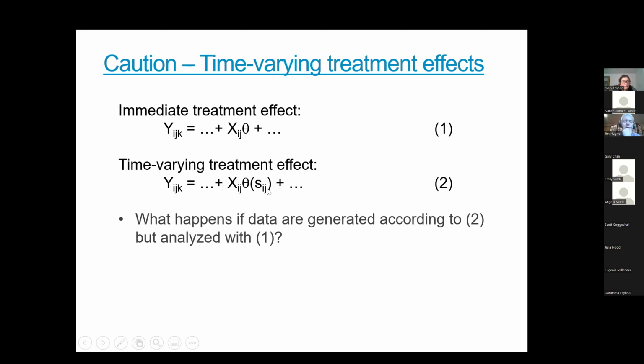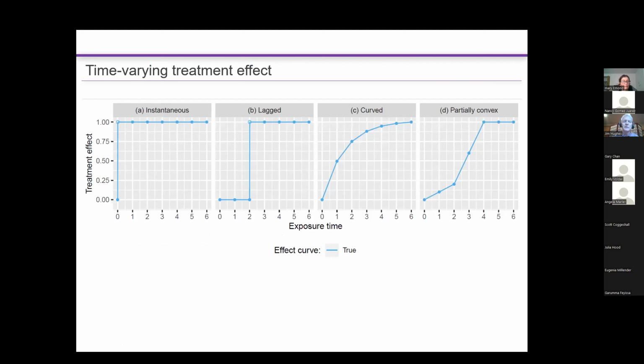So we asked the question, what happens if the true data generating process is this time varying treatment effect, but we naively analyze it using the standard stepped wedge approach, the immediate treatment effect approach? And we looked at several different scenarios. These are 4 scenarios that we looked at. The first is, in fact, the instantaneous effect. So in this case, the immediate treatment effect is a correct model.